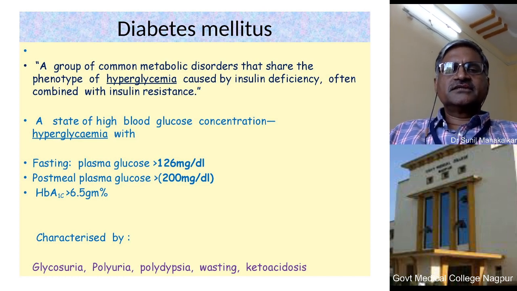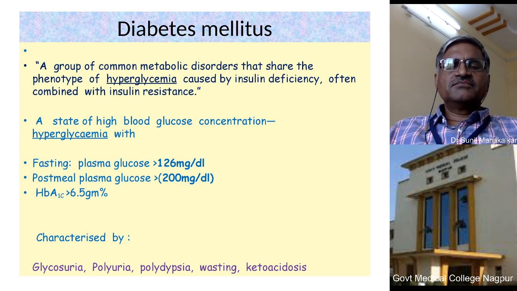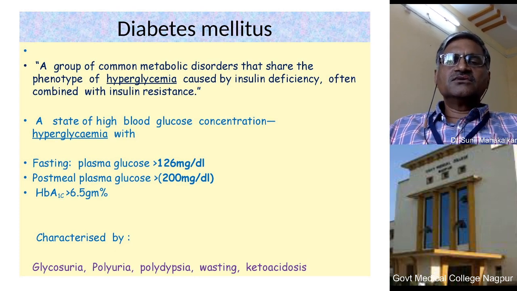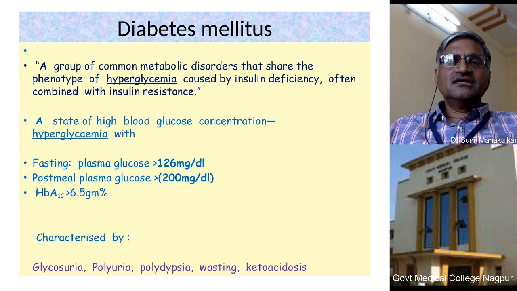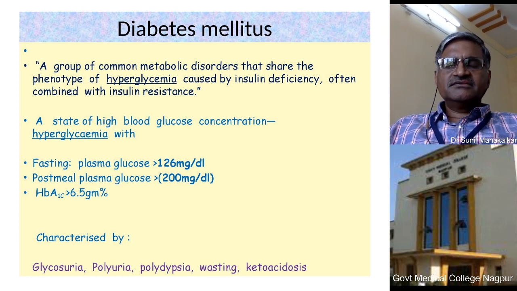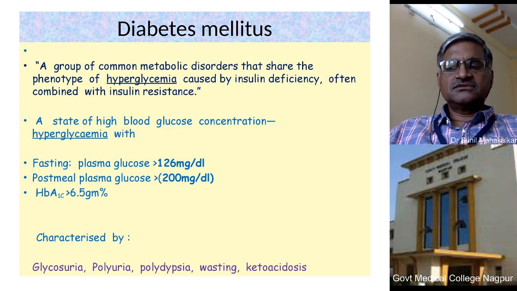So it is a state of high blood glucose concentration, that is hyperglycemia, with fasting plasma glucose of 126 milligrams per deciliter and post meal plasma glucose level of more than 200 milligrams per deciliter. Also, HbA1c is a very important parameter in this diabetes. If it is more than 6.5, then it is definitely a diabetic patient. And this diabetes is characterized by glycosuria, polyuria, polydipsia, wasting of the muscles, and sometimes ketoacidosis.